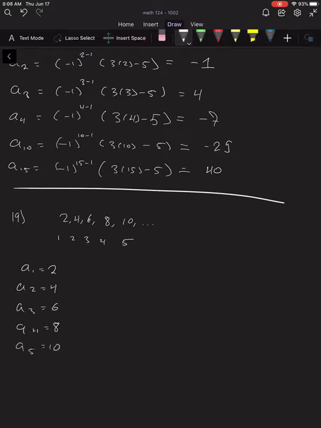So we got to know, okay, what is the pattern? Then what does an equal? Well, we can see all we're doing is just multiplying by 2. This right here is just 2 times 1. This is 2 times 2. This is just 2 times 3. This is just 2 times 4. So we see the pattern quite easily for this one. This is 2 times 5. So an is just 2n.